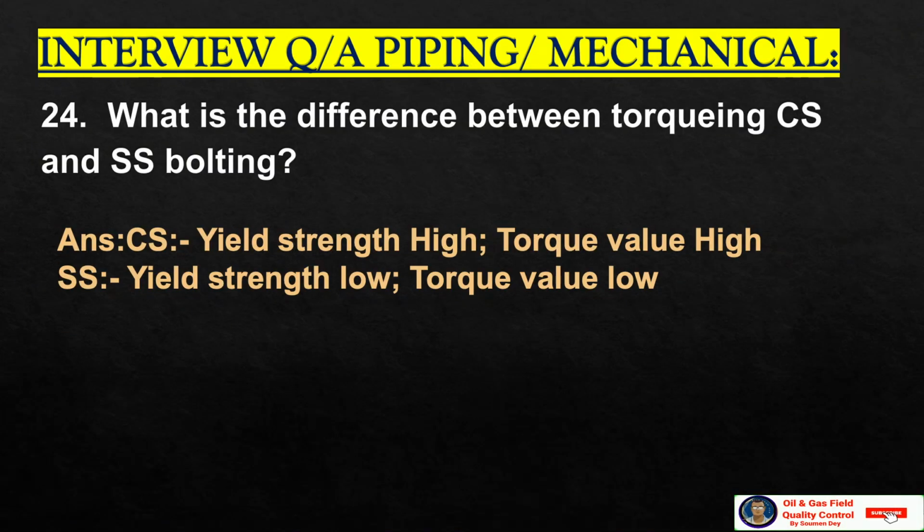What is the difference between torquing CS and SS bolting? CS: the yield strength is high, so the torque value is also high. SS: yield strength is low, so the torque value is lower than CS.